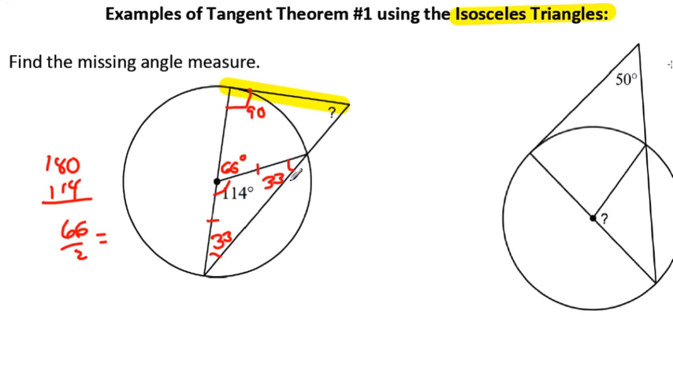Okay, so this is like a little puzzle. We're figuring it out. All right, so if this is 33, these form a linear pair, so that means that this side has to be 147. We are almost done. All right, so now I'm going to change up the color here, highlight it. Okay, we have a quadrilateral.